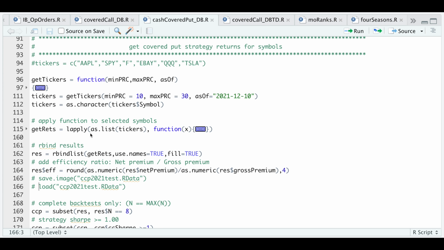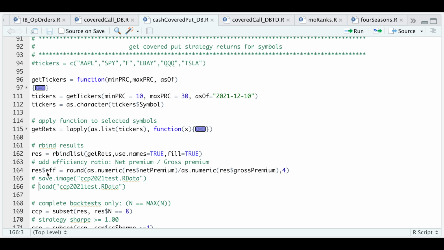After I get the tickers, I apply the strategy, which I went over last week. So that gave me about 1,400 different tickers. I then R-bind the results, and then I added another column for the efficiency ratio, which is just the net premium divided by the gross premium, and that just lets me know how much of the gross premium we actually get to keep, and that's returned as a percentage.